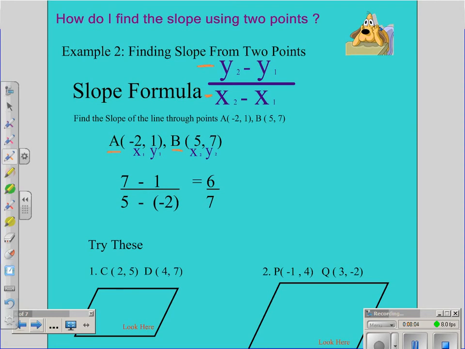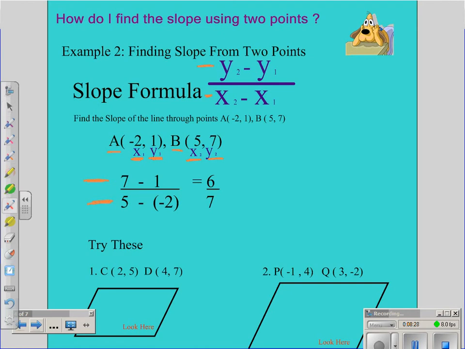So as you can see, we see x sub 1 and y sub 1. That simply means the first x coordinate and the first y coordinate in the first ordered pair. And then just to distinguish, we have x2 and y2, or x sub 2 and y sub 2, meaning the second x and the second y. That's all that means. The top is going to be the change in the y's. The bottom is going to be the change in the x's.